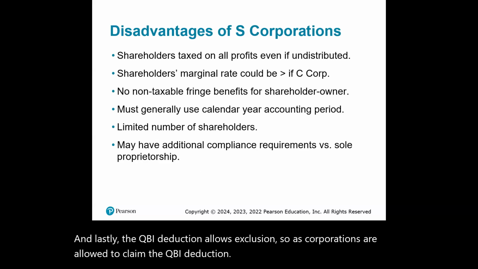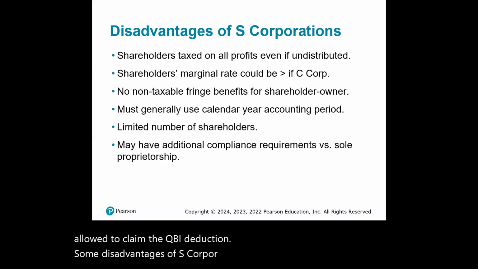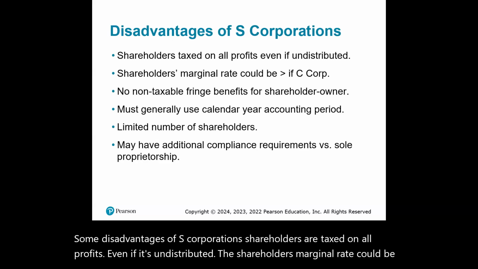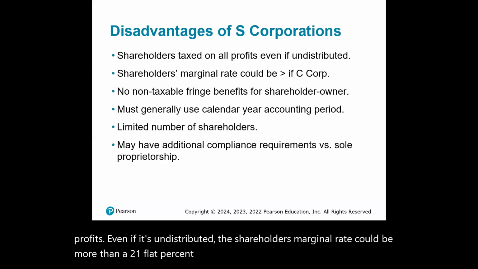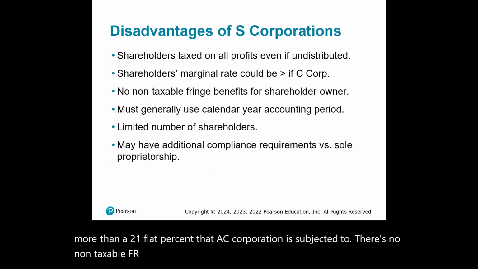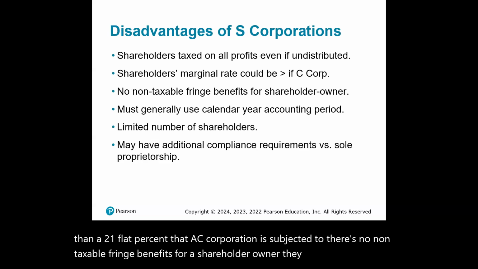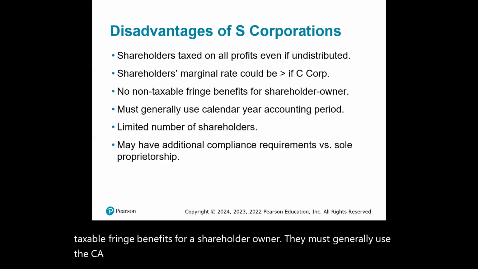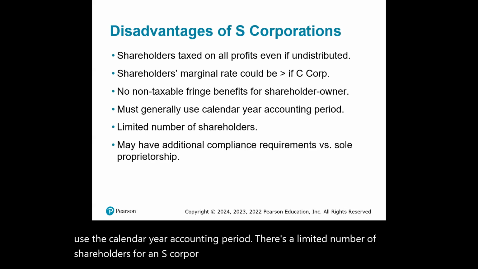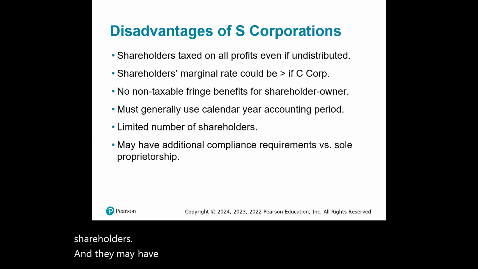Some disadvantages of S corporations: shareholders are taxed on all profits, even if they're undistributed. The shareholders' marginal rate could be more than the flat 21% that a C corporation is subjected to. There's no non-taxable fringe benefits for a shareholder owner. They must generally use the calendar year accounting period. There's a limited number of shareholders. For an S corporation, there can be a maximum of 100 shareholders, and they may have additional compliance requirements versus just being a sole proprietor.